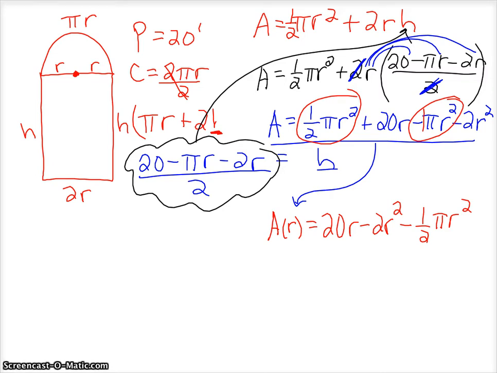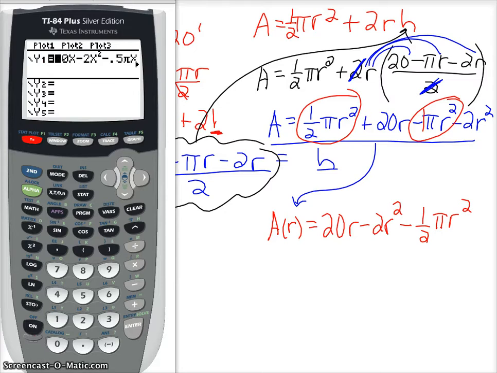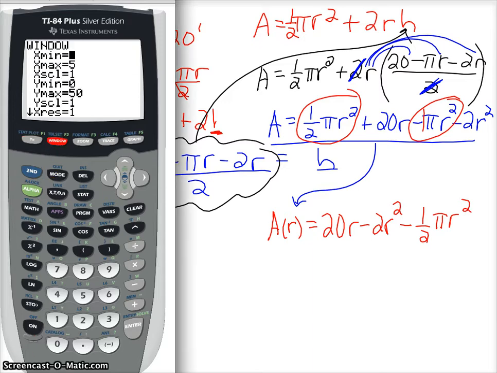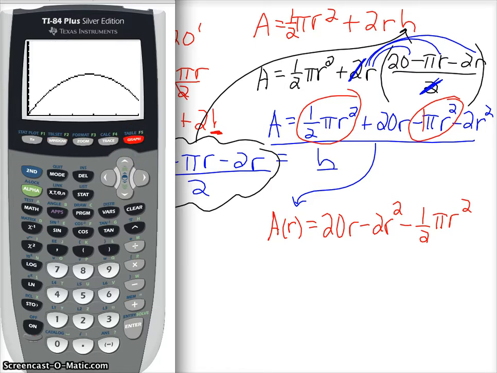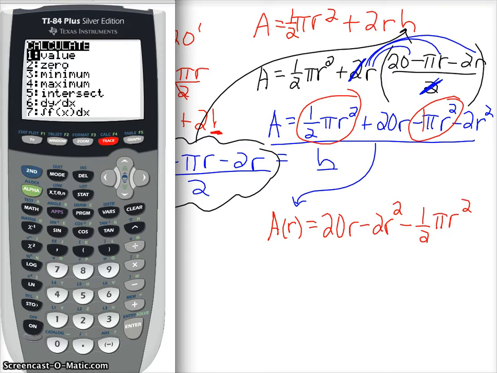Now let's plug this into our calculator. Take a minute, pause the video, and plug that function into your calculator, just like I did here. And then I want you to set your window from 0 to 5 for x min and x max, and your y min 0, y max 50. Just pause the video and do that quick, and then hit graph.